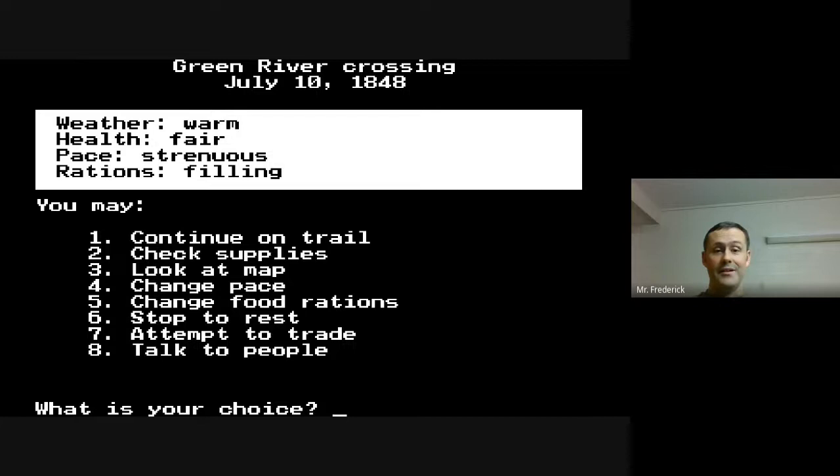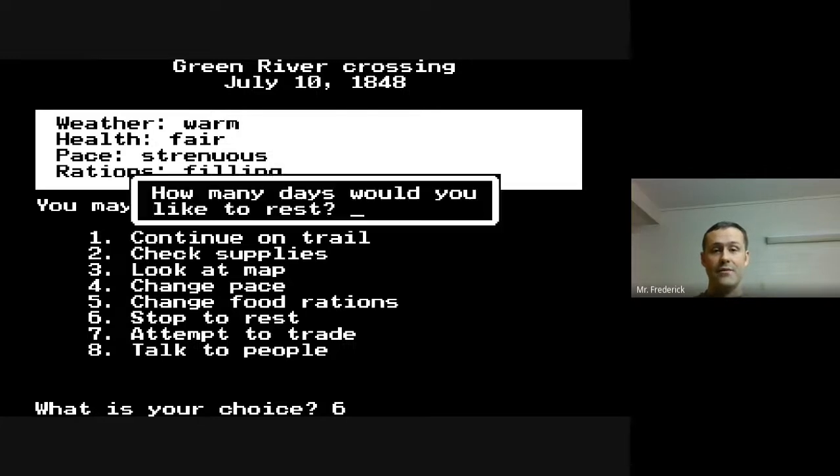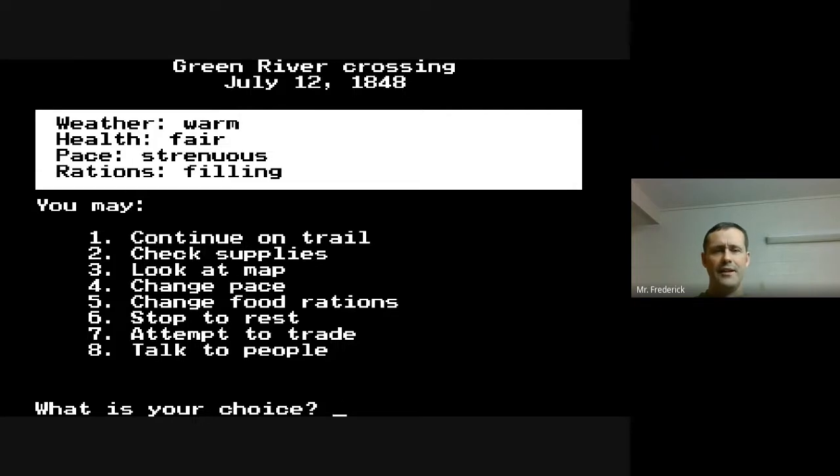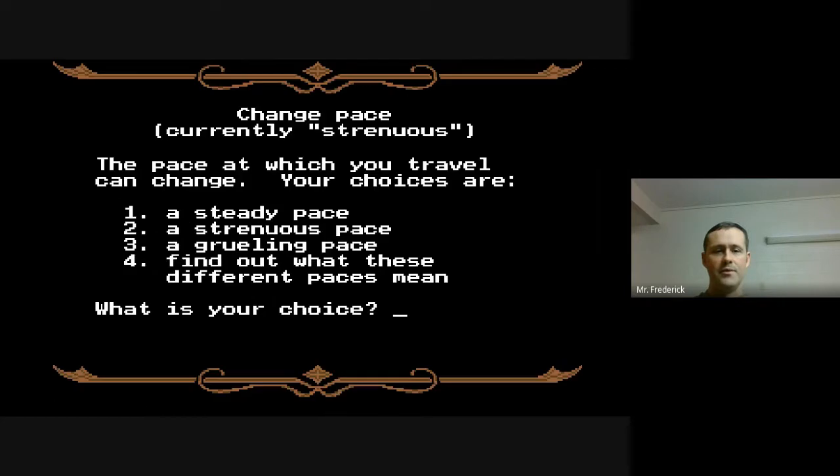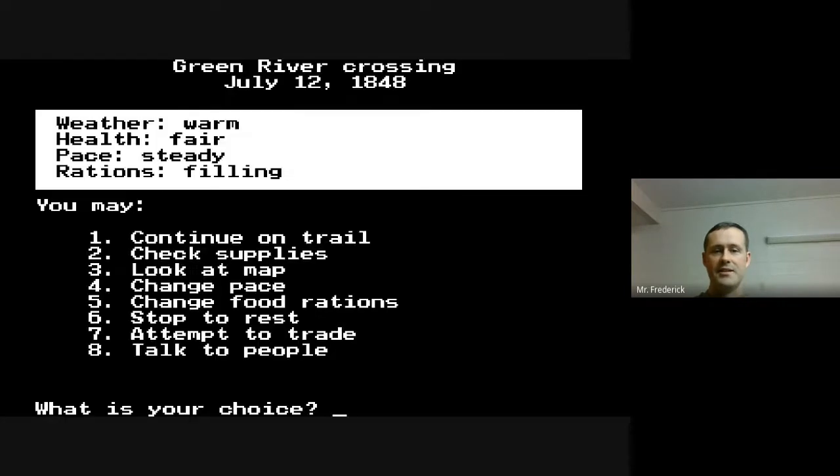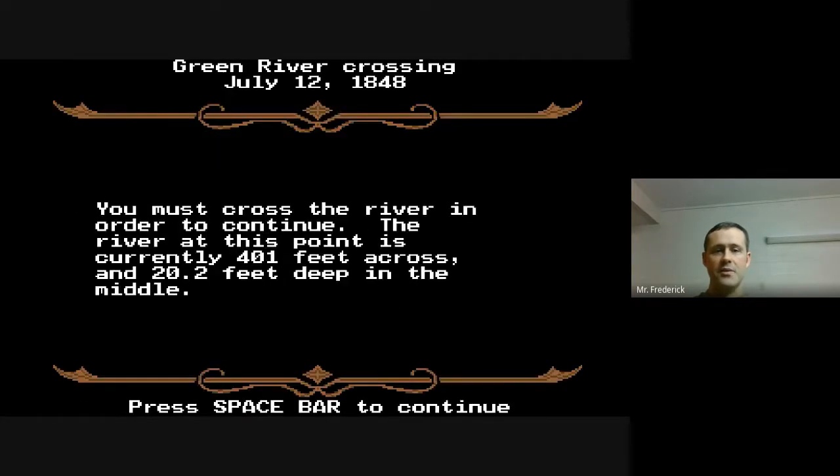I think I'm going to stop to rest for a couple days, get my health back up. Okay, it's still fair, not ideal. I think I'm going to change my pace a little bit and see if that helps for a couple days. We're going to go to a steady pace. That's the slowest. And let's continue on the trail.